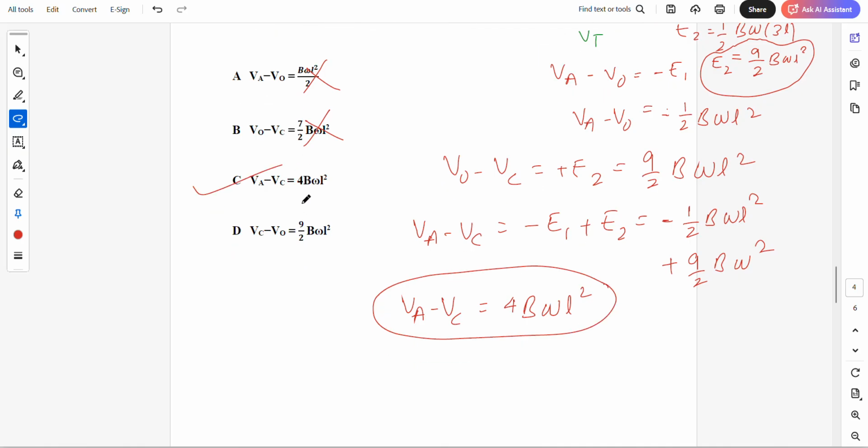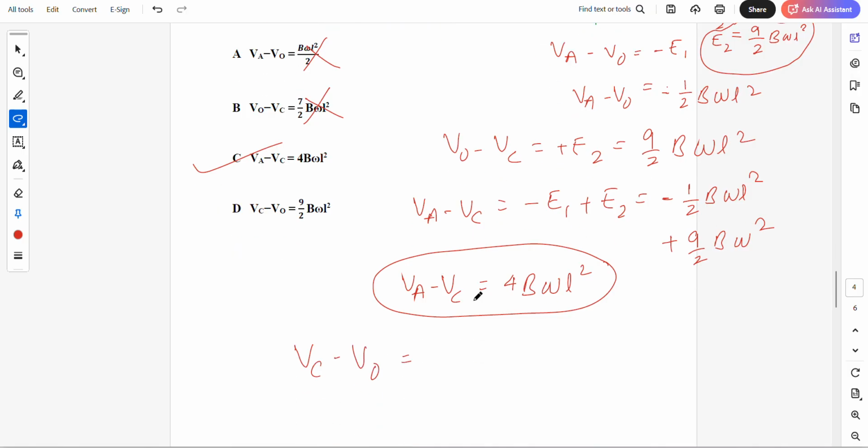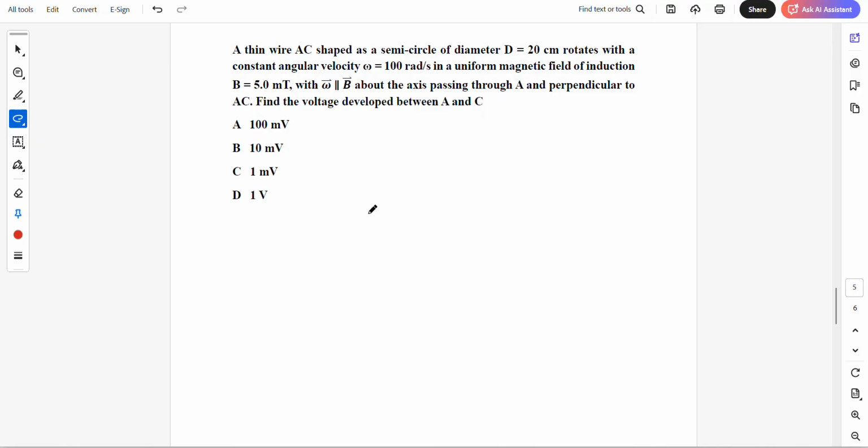Okay. Just for our knowledge, we will see VC minus VO also. If I move from VC to VO, VC to VO is minus of E2. Minus of E2 is how much? Minus of E2 is minus of 9 by 2 B omega L square. This plus is given, this is also wrong. Okay, hope you understood this. We'll go to the next problem.